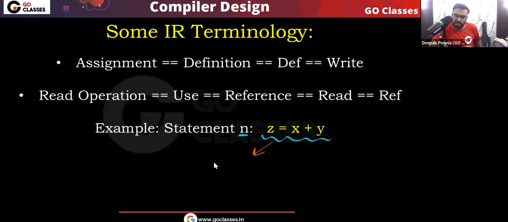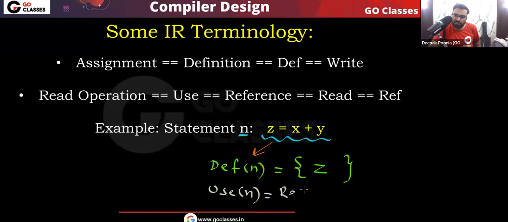Like for this statement, what is the def of this statement? It means in this statement, which variables we are defining. Definition means assignment. So tell me which variables we are defining? Only variable z we are defining. In this statement, which variables we are using? Use of n, or I can say reference of n, means in this statement which variables we are referring, which variables we are reading. So that is x comma y.